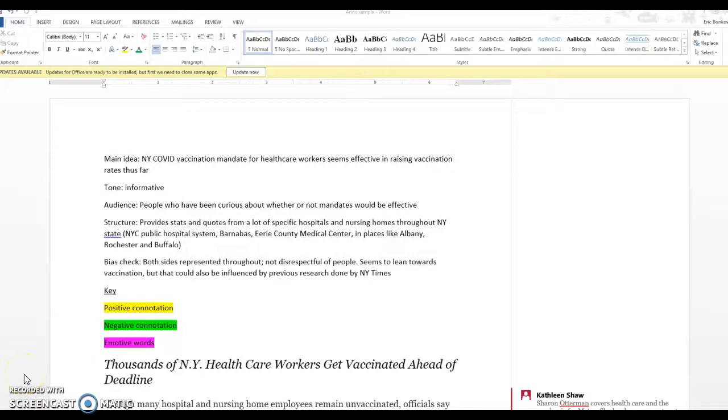Hey everybody, so in this video I wanted to go over a little bit about annotation. So what I have here is a sample that I'm going to post for you. This is a sample of what an annotation would look like if you did it on your computer.